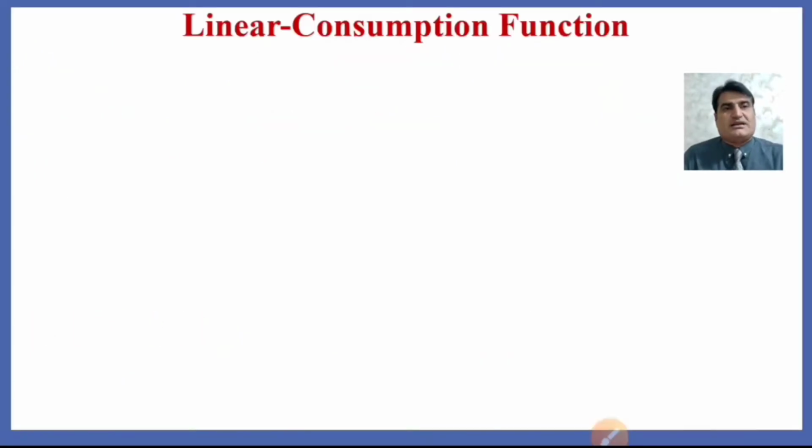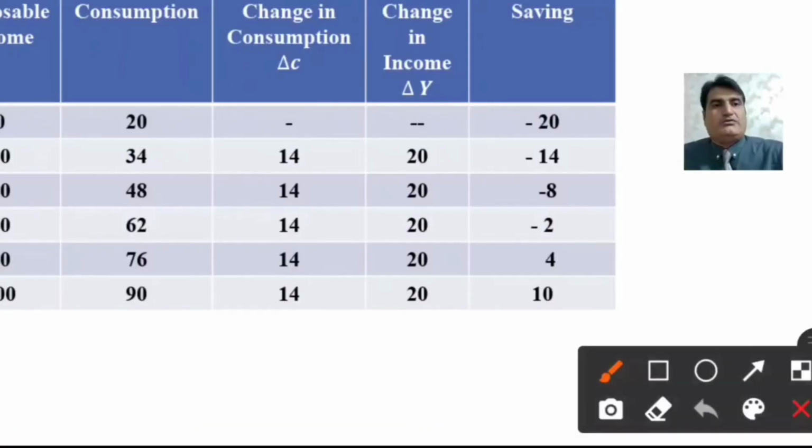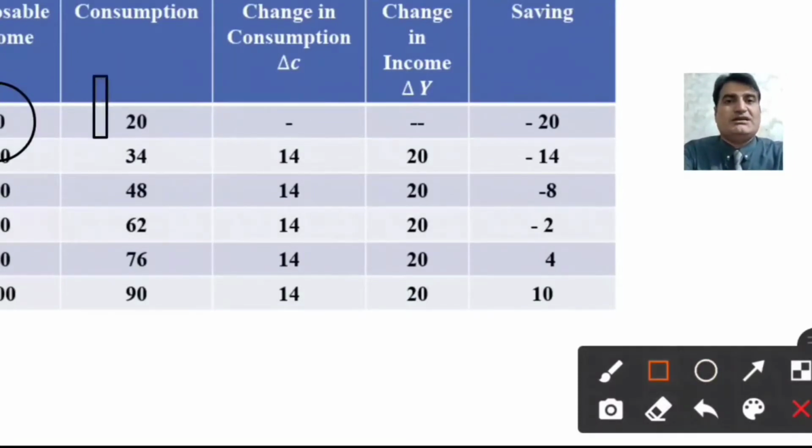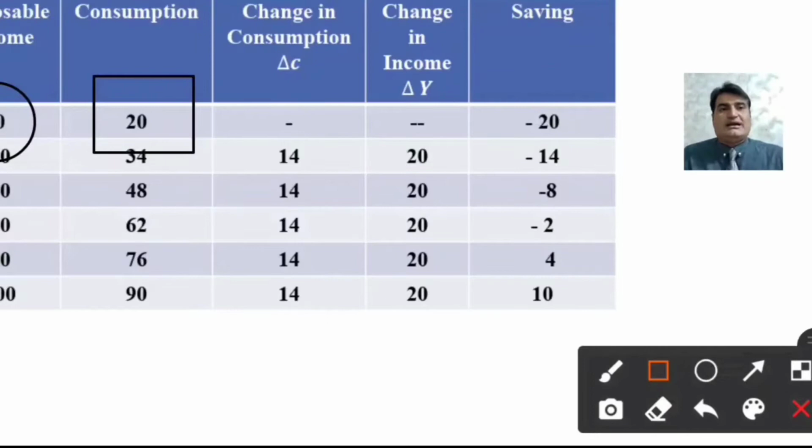How do we construct a linear consumption function or consumption equation? This is the table through which we are going to construct a linear consumption function. This is the disposable income. The disposable income is 0. When the income is 0, despite that there is consumption. So consumption is 20 when income is 0.